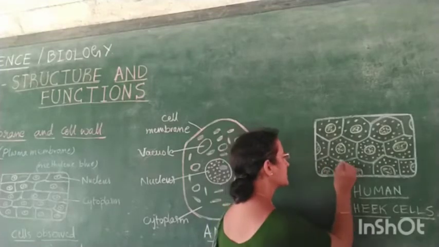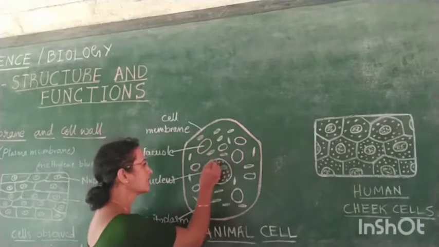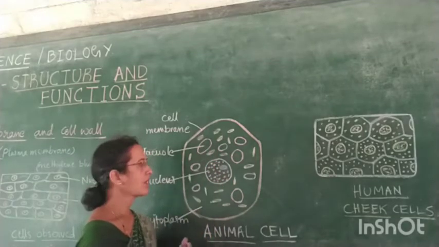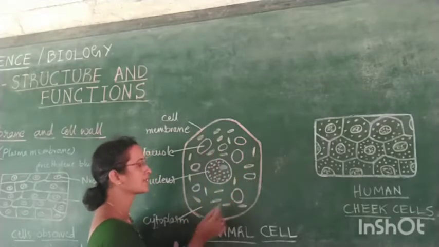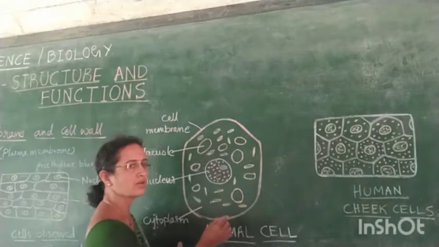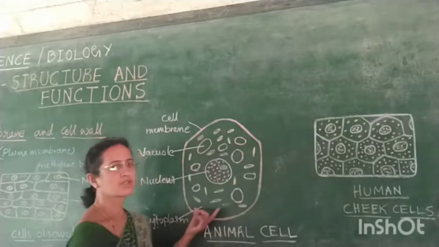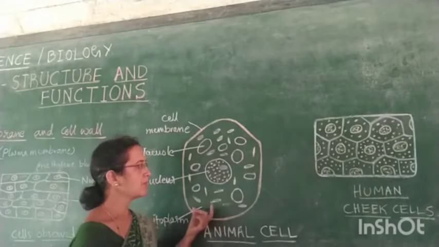Here you find a nucleus, which is a dark spherical-shaped structure, and you find a jelly-like substance outside the nucleus and inside the cell membrane. This is called the cytoplasm, which consists of various cell organelles. That you will be studying later.